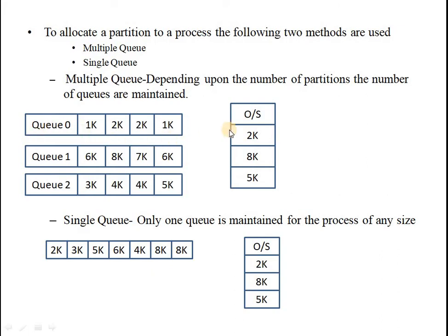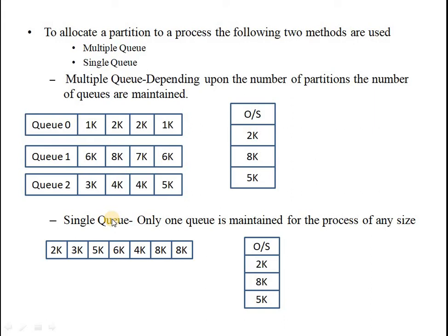So for this queue, it requires 2K memory. For Q1, it requires 8K and Q2, it requires 5K. So in Q1, only one partition requires 8K and the others require less than 8K. So here there is a waste of memory. To avoid this problem, a single queue is maintained.